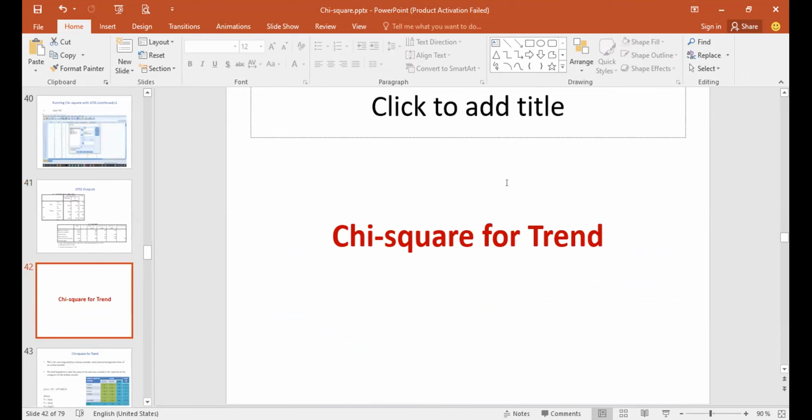Let's quickly look at chi-square for trend.